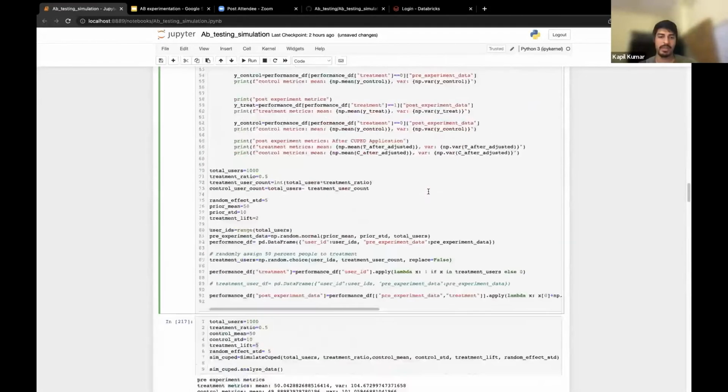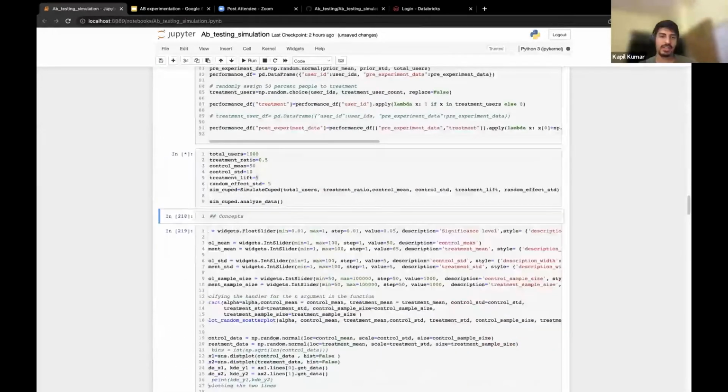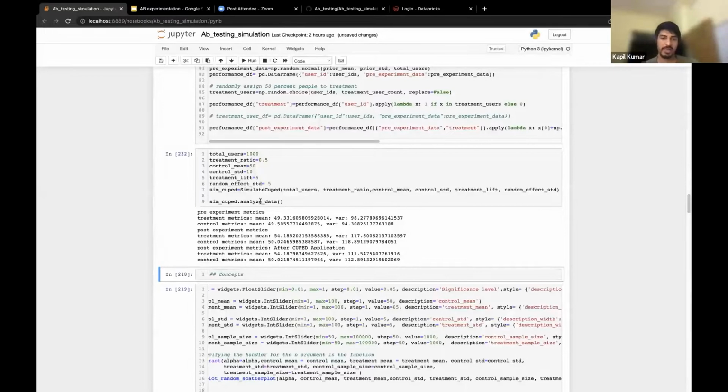What this gives us is, prior to the experiment, our mean was 50 and our standard deviation was 10. Variance is the square of standard deviation, which is 100, and the mean is 44. Let's say we added a lift of 5, so our treatment metric increased to 54. Because we also introduced a random standard deviation of 5, its variance, the square, is 25. So 100 plus 25 will be near 125.